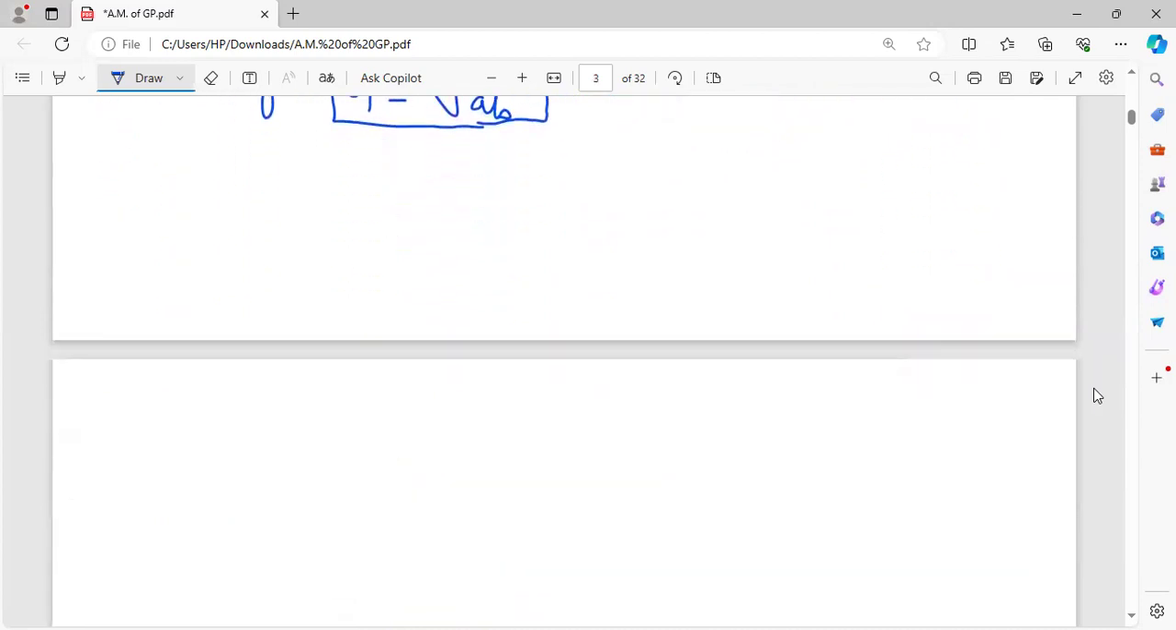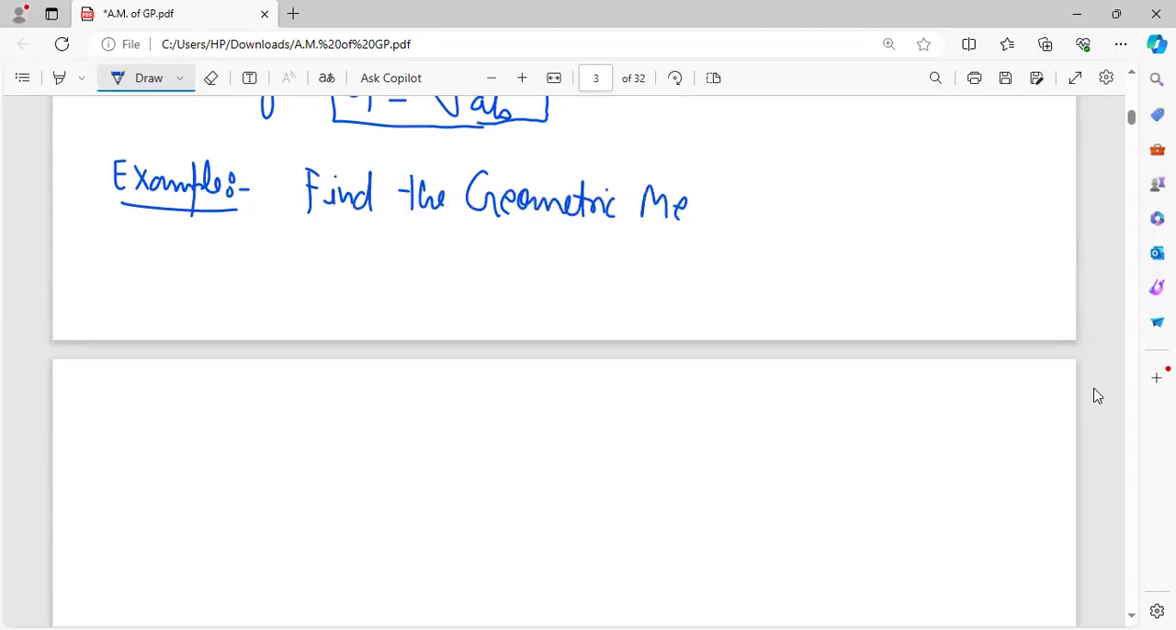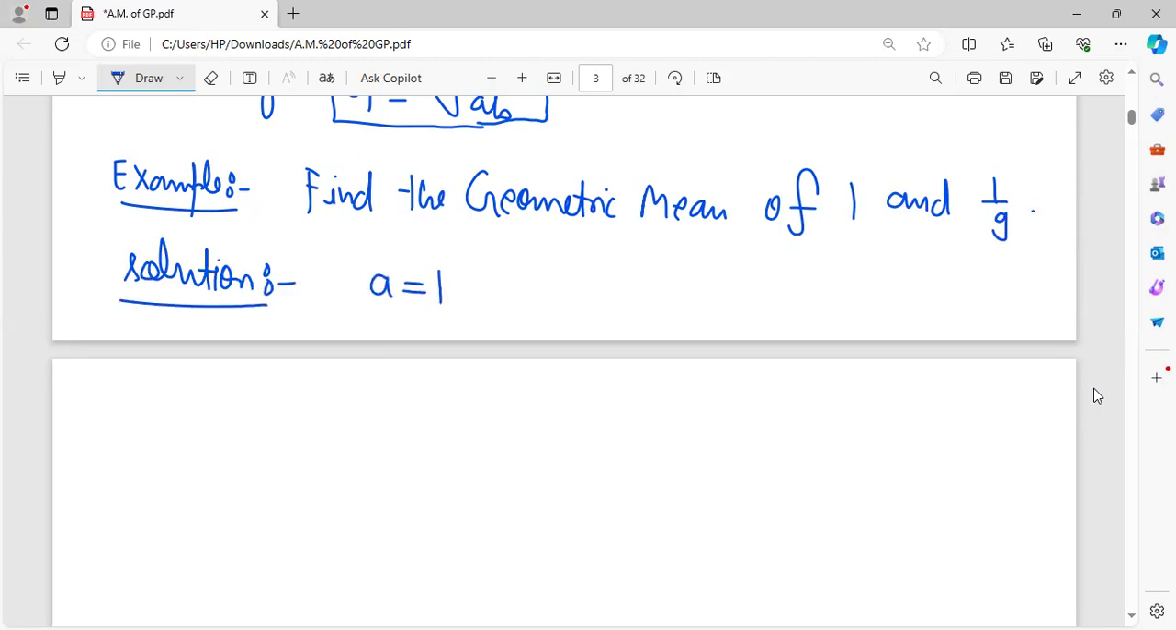Example. Find the geometric mean of 1 and 1 upon 9. Solution. So A is given here 1 and B is given 1 upon 9.